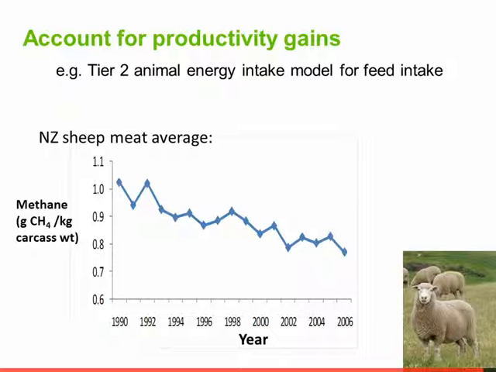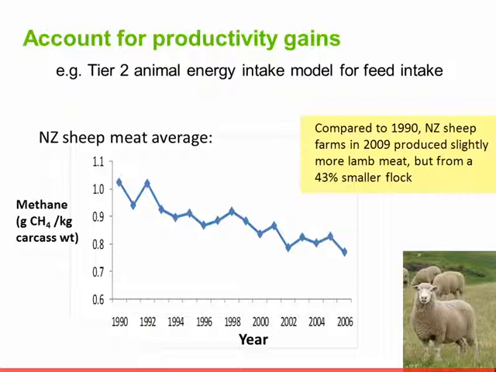And so when we did this and looked at the average New Zealand sheep meat each year over the last sort of 15 years or so, we see there's been a significant and gradual decline over time in terms of the amount of methane that's produced per kilogram of carcass weight, almost 2% a year.